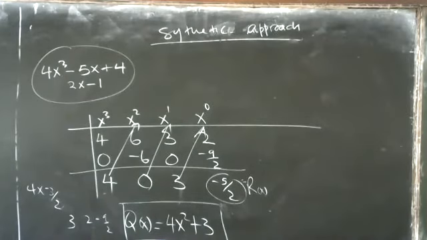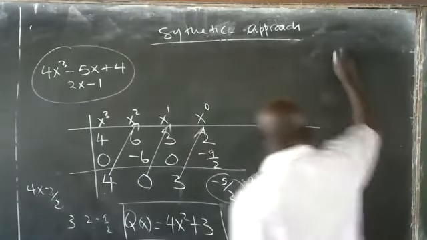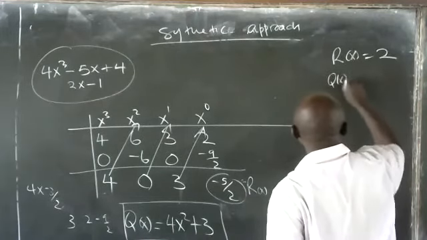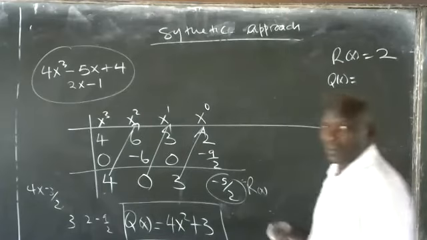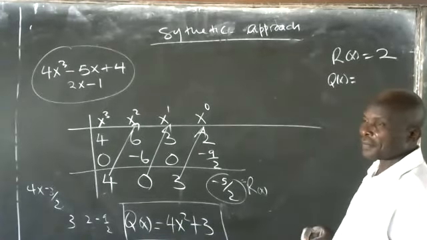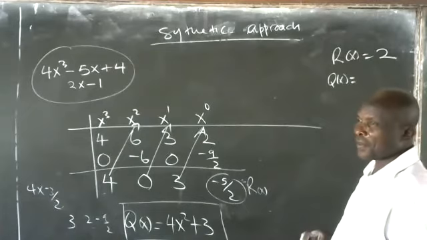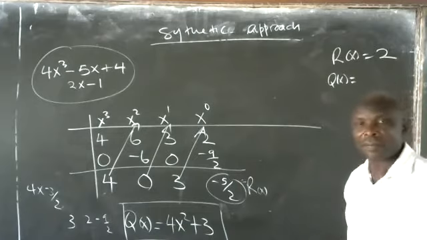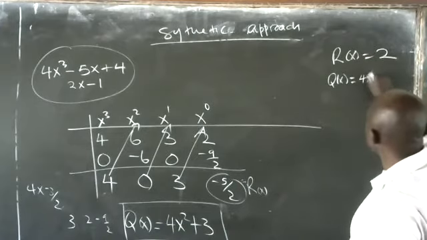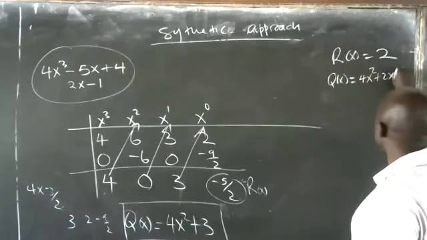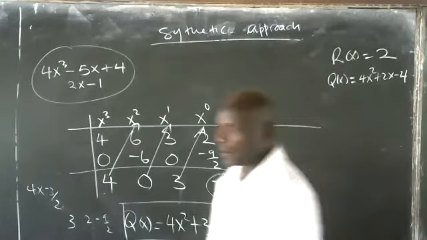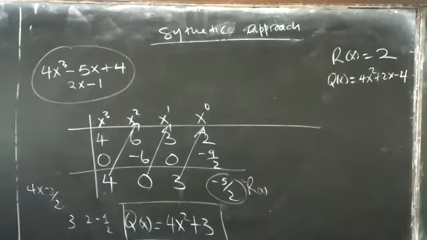Yes. And what has remained? Two. And someone has got a two. Are there any questions? What is your question, my son? 4x squared plus 2x minus 4. We agree with him, the rest of the participants?